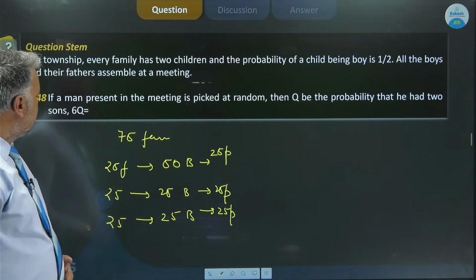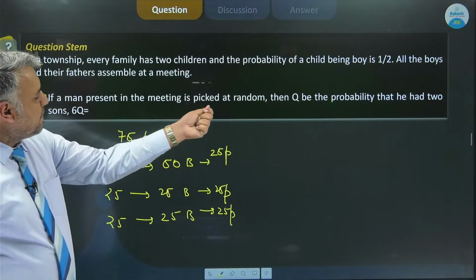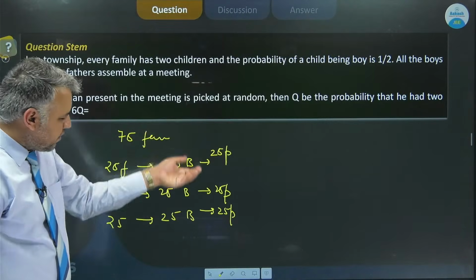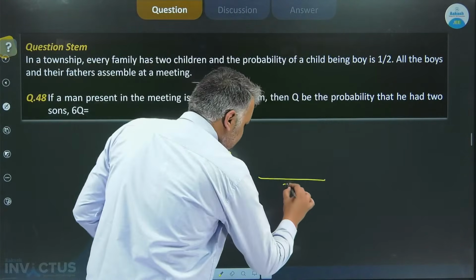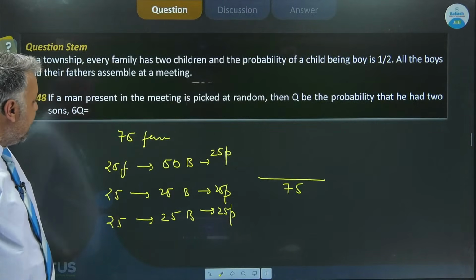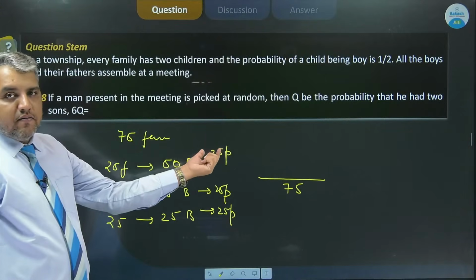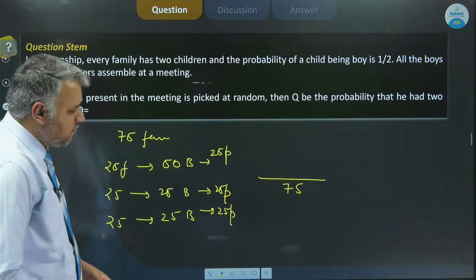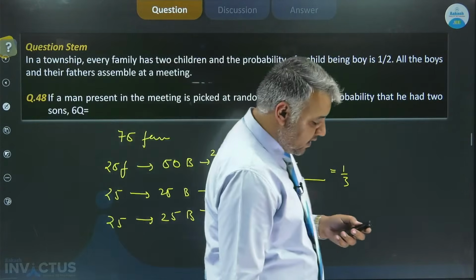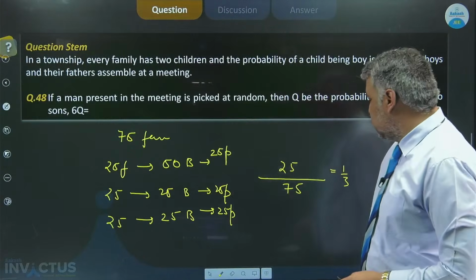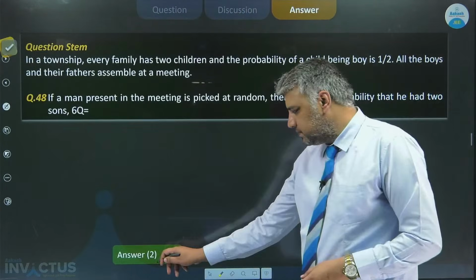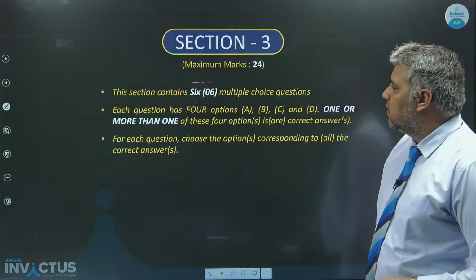If we talk about the fathers, there are a total of 75 fathers in this meeting. So if a man present in this meeting is picked at random, what is the probability that he had 2 sons? Obviously the total number of ways to select a person is 75, since there are 75 fathers in the meeting. The favorable ways will be 25, that he had 2 sons. The answer is 1/3. So according to us, Q is 1/3, and 6Q must be 2. A 2 is the answer. Let's move on to the next question.